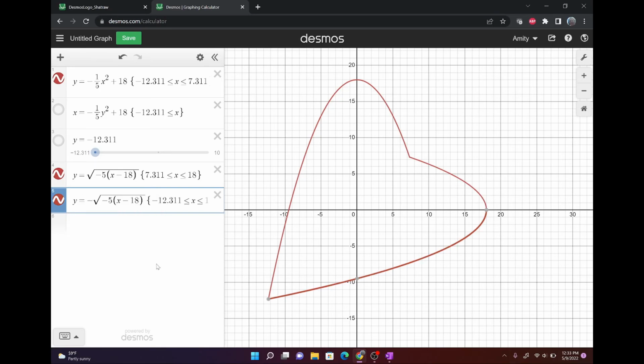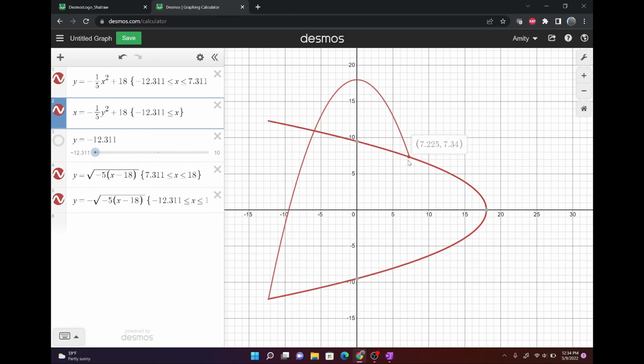Anyway, we've got it done. There's the heart, and it is quite pretty, and I hope you like it, all right? This is the one where I was not restricting that line, and this is the one where I am restricting that line. Why did this piece disappear? Because instead of letting the domain start at negative 12.311, which is what I said right there, that it could start there, I told it this top half of this line should start there instead.